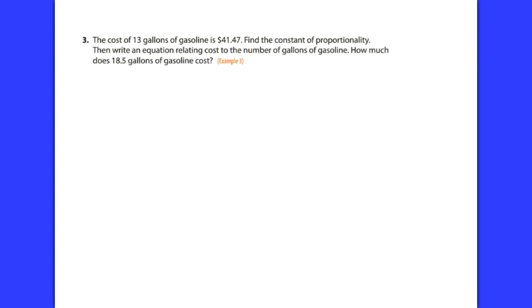Got a couple short videos here. This one should go pretty quick for us as we wrap up the notes. It says the cost of 13 gallons of gas is $41.47. And it says find the constant of proportionality. Let's highlight that. We just talked about that in the last video. Easy stuff for us. It says write an equation relating cost to the number of gallons of gasoline, and then it says how much does this many gallons of gasoline cost.